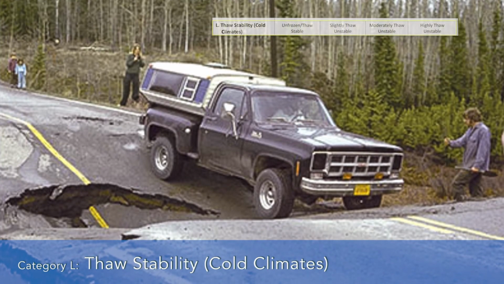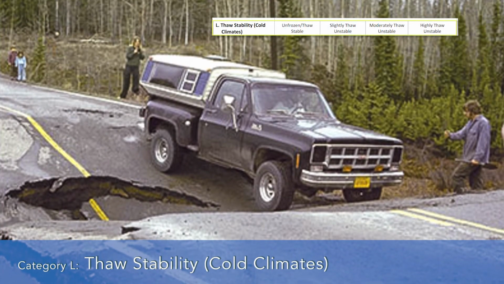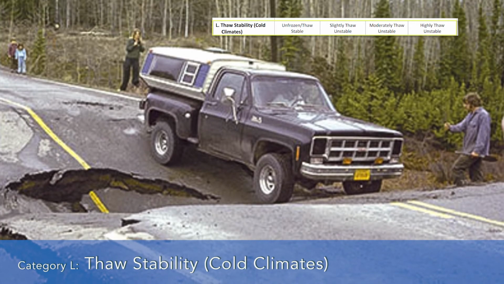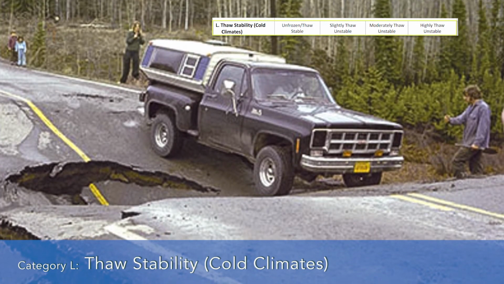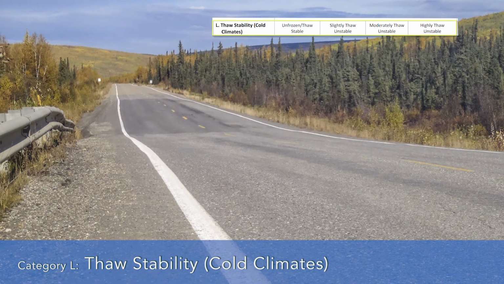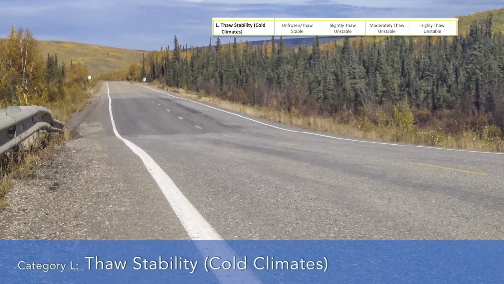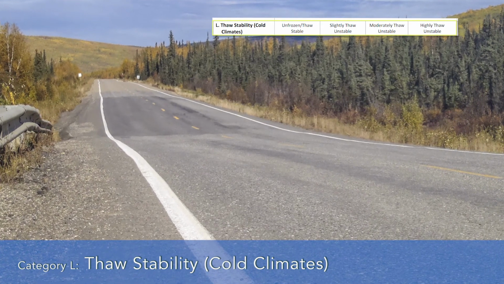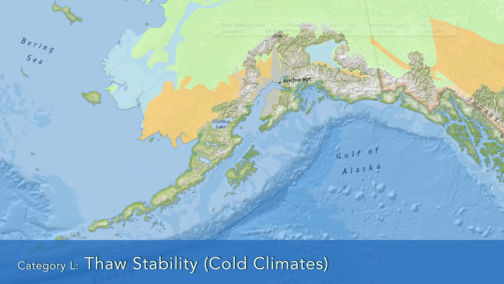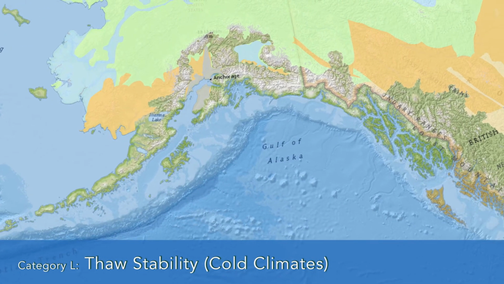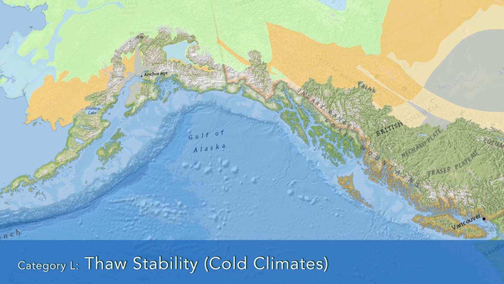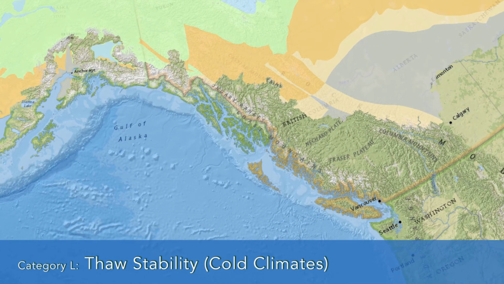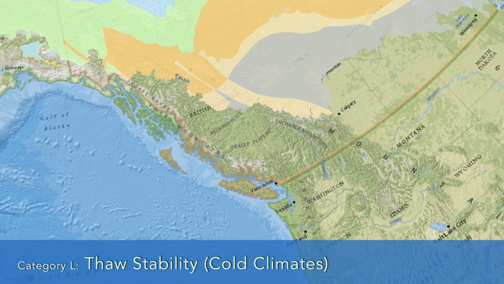Category L, thaw stability, is the first of the landslide effects in the slope hazard rating. This ranges from a category of 3 for unfrozen or completely thaw stable slopes all the way up to a score of 81 for highly thaw unstable slopes. The 81 categories would be mostly in very northern climates like Alaska, or in very high mountainous terrain in the northern states in the lower 48.